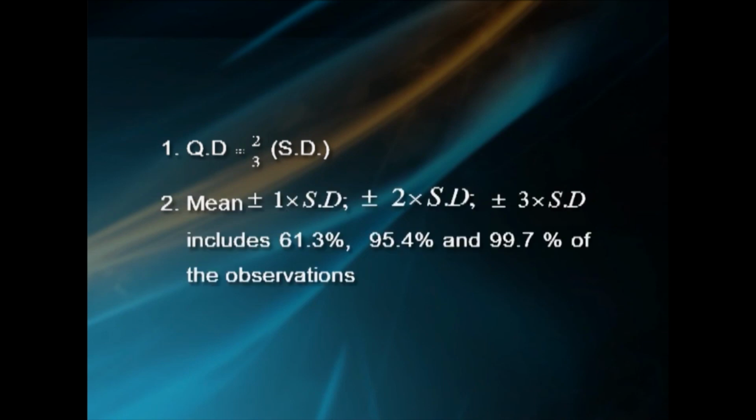Some empirical relations. For almost symmetrical distributions, the following relationship holds. 1. Quartile deviation QD is approximately equal to 2 by 3 into standard deviation SD. 2. Mean plus or minus 1 into standard deviation, plus or minus 2 into standard deviation, plus or minus 3 into standard deviation includes 68.3 percentage, 95.4 percentage and 99.7 percentage of the observations.